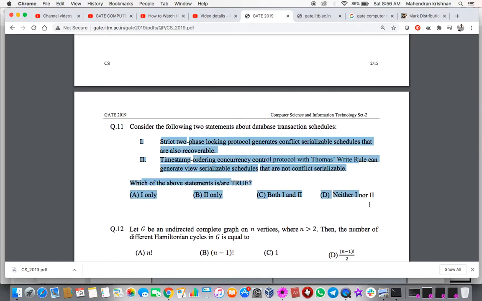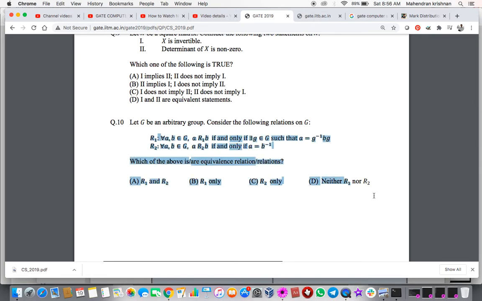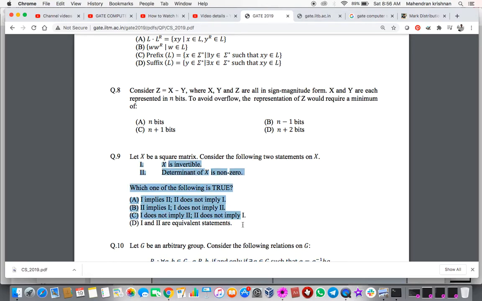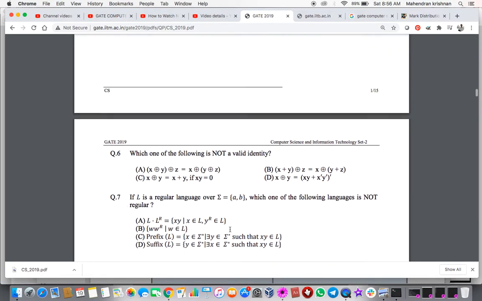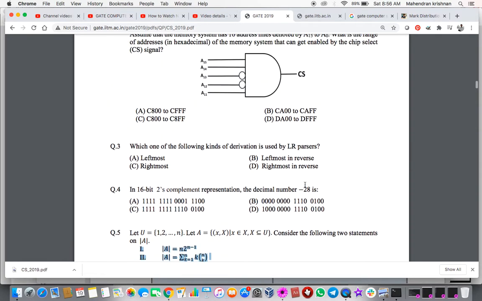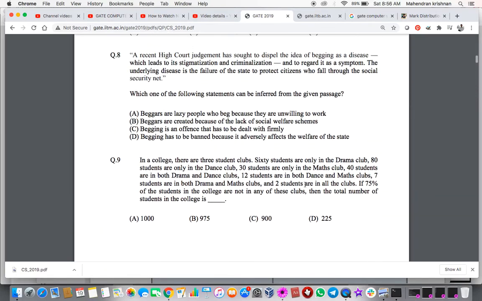No negative marks for this question as well. So no negative marks for this type of question. This is also MSQ, no negative marks. We can attempt all these questions whether we know the answer or not.